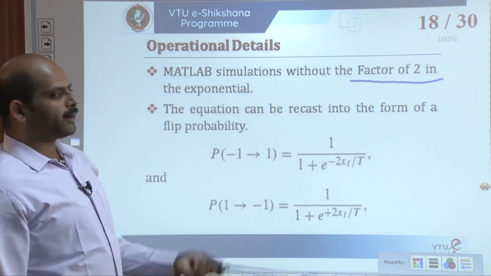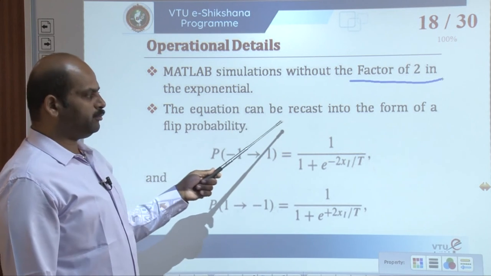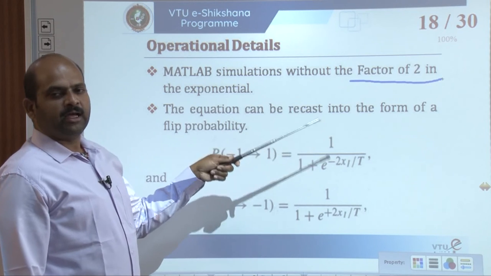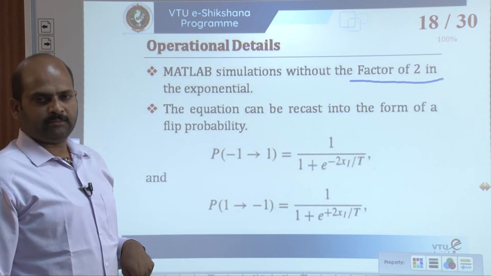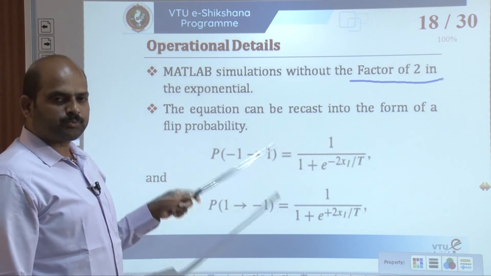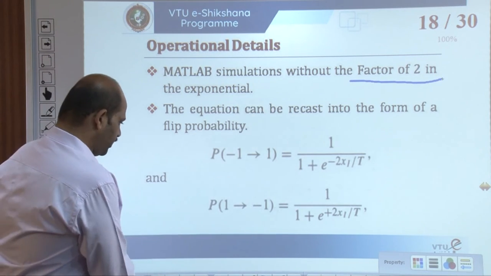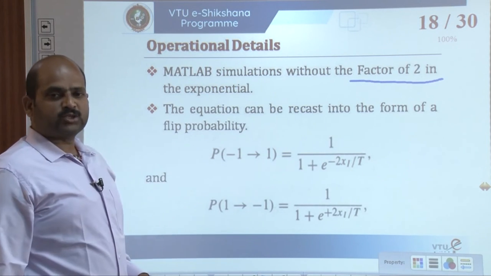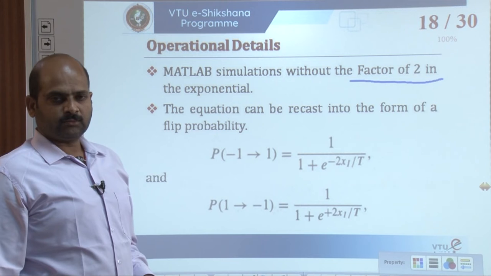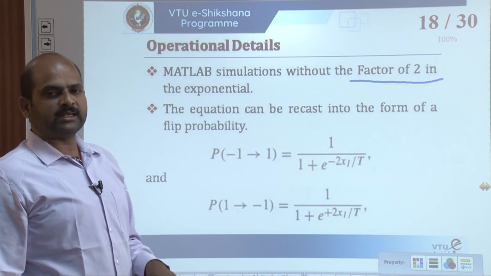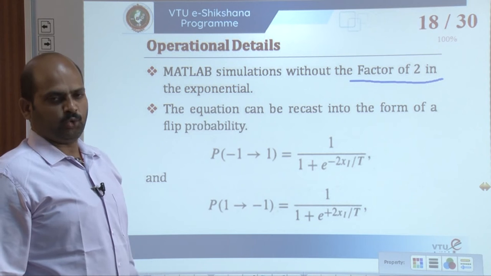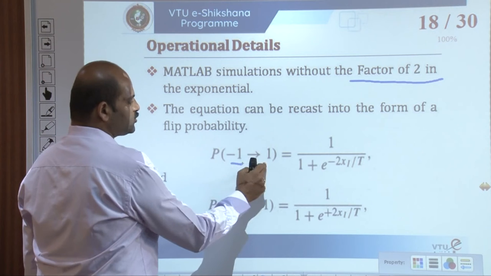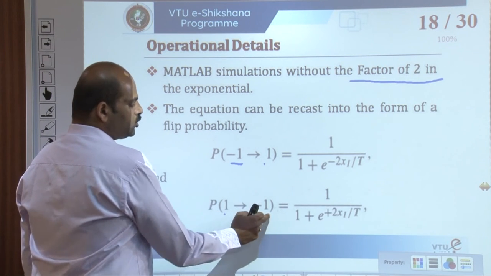Alternatively, the equation can be recast into the form of a flip probability. For this, we have to expand the previous expression we came across and observe the signal flip probabilities for the neuron. I am going to write these as p of minus 1 tends to 1 and 1 tends to minus 1.